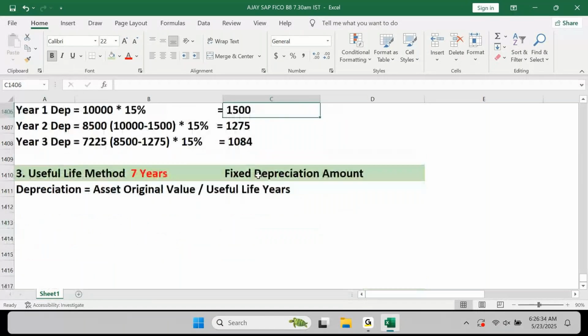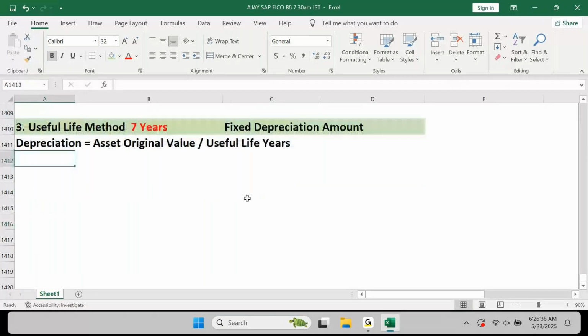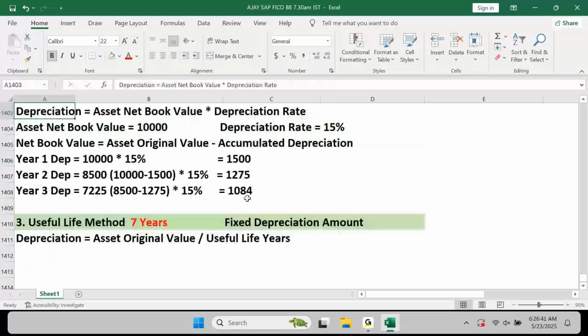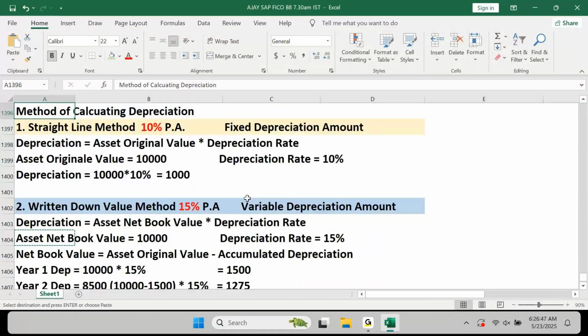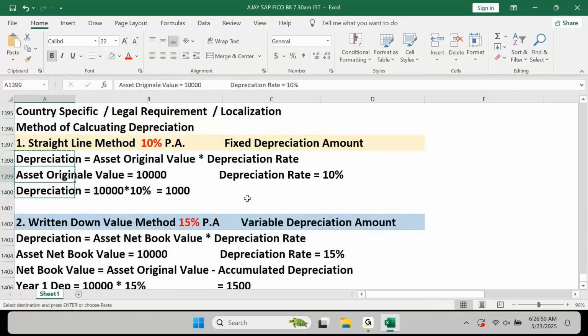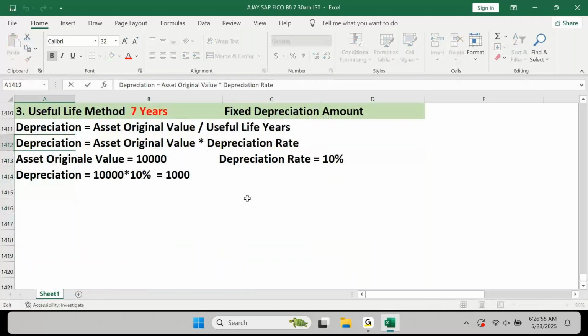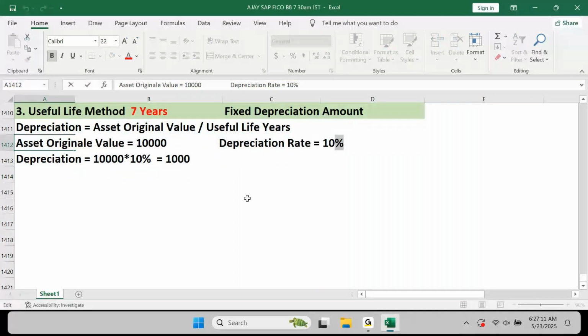If you go to the third one, useful life method, how do you charge this? I'll copy paste these points here. Original value of asset divided by life. Let's put asset value is equal to 10,000, and we need to put life. Life is equal to 7 years. Now depreciation is equal to 10,000 divided by 7.